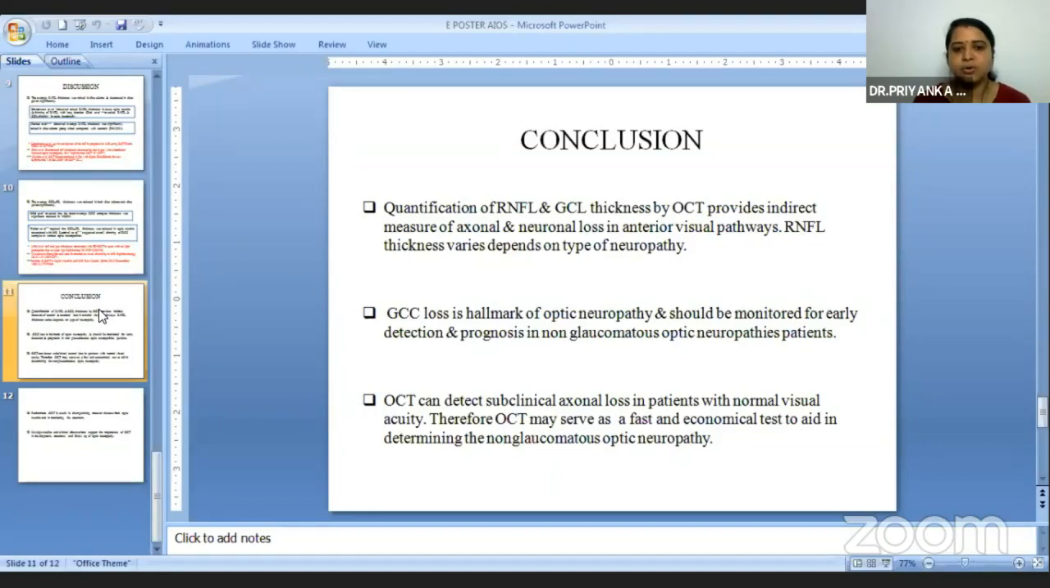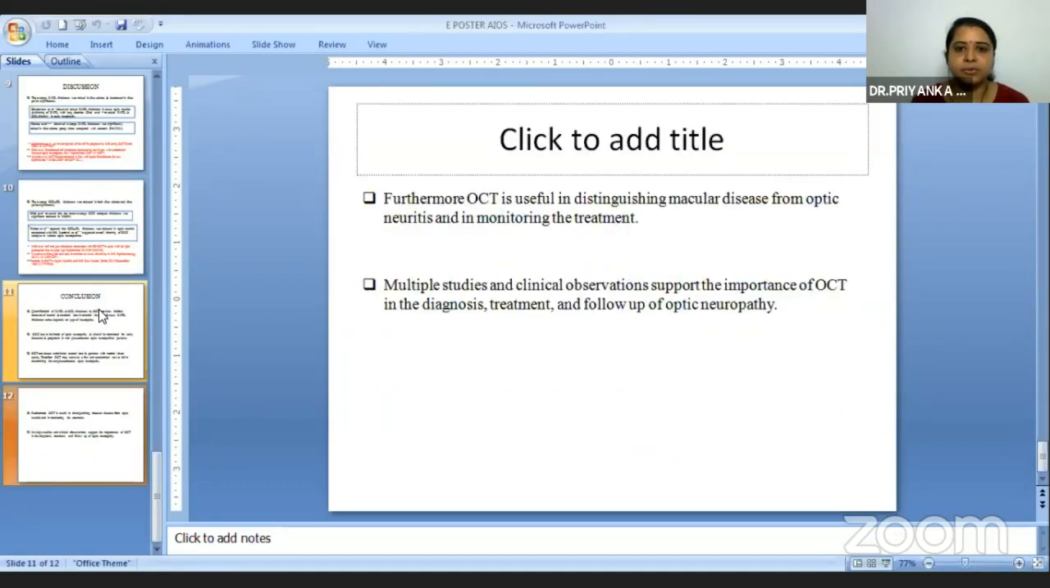neuropathy patients. OCT can detect subclinical axonal loss in patients with normal visual acuity. Therefore, OCT may serve as a fast and economical test to aid in determining non-glaucomatous optic neuropathy. Furthermore, OCT is useful in distinguishing macular disease from optic neuritis and in monitoring treatment. Multiple studies and clinical observations support the importance of OCT in diagnosis, treatment, and follow-up of optic neuropathy.